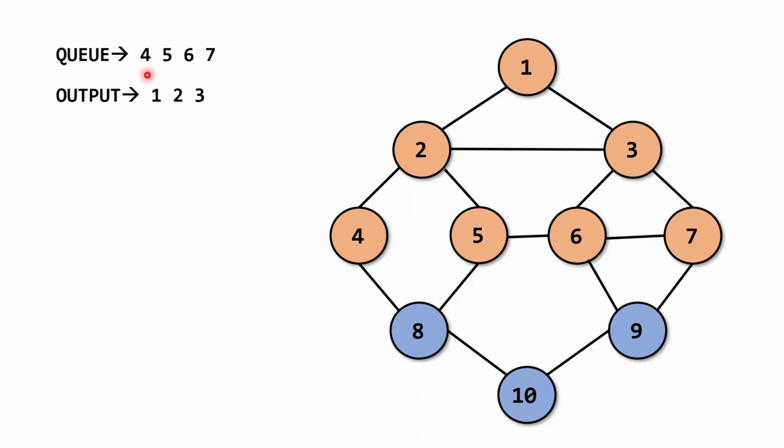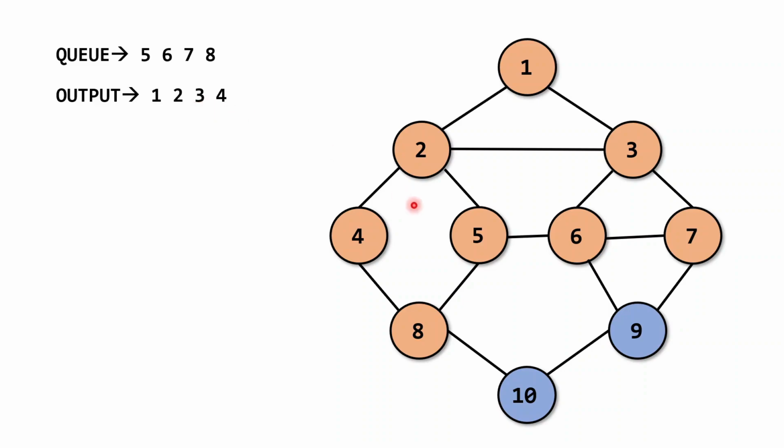Now next element is 4, which is here, and the adjacent vertices for this 4 are 2 and 8 only. But here 2 is visited, so we have to check only for 8. We will mark 8 as visited, put this 8 in the queue, and at this time our output is 1, 2 and 3, and I will remove this 4 from the queue and put it in the output.